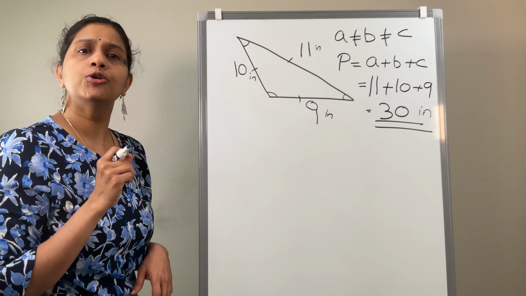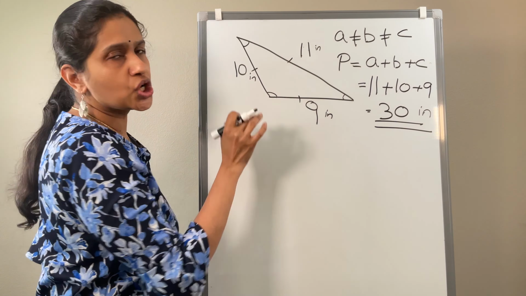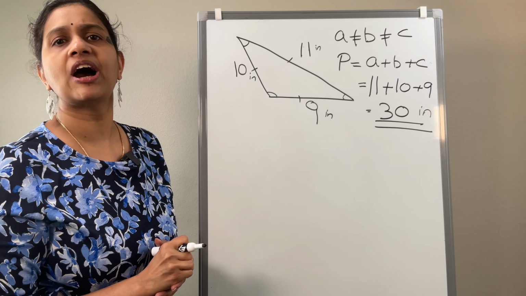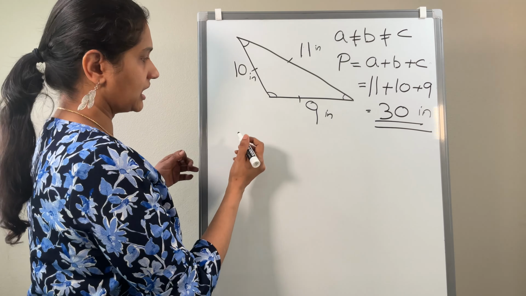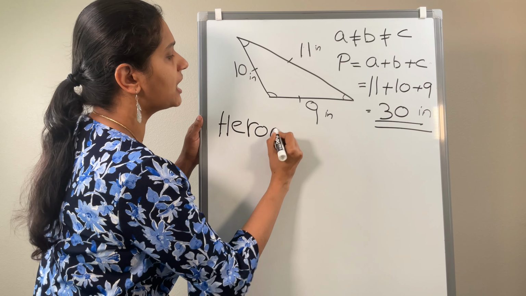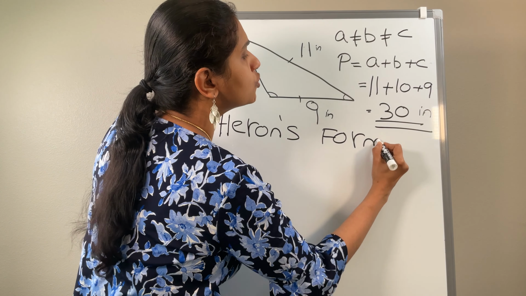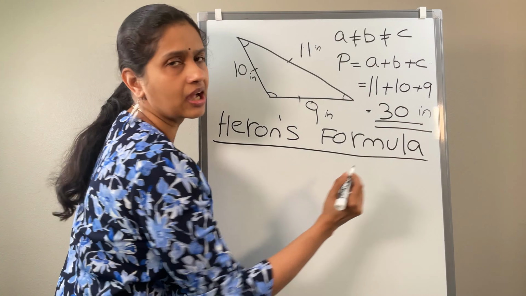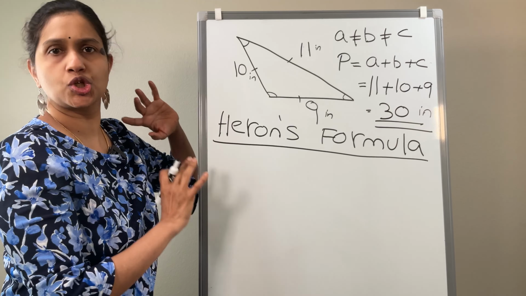Now we will see how to find the area of a scalene triangle. Since the three measures are completely different, we need a specific formula to find the area of a scalene triangle. The formula for finding the area is called Heron's formula. Heron's formula is used to find the area of a scalene triangle. Now I will first tell you what the formula is and then we will substitute the values.